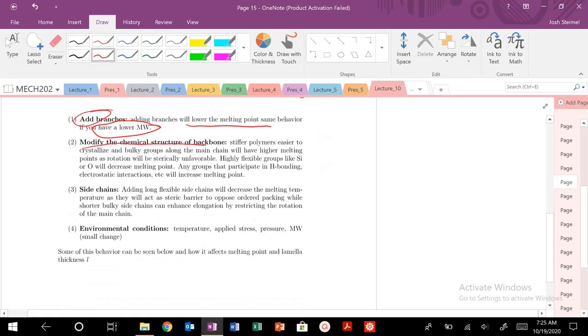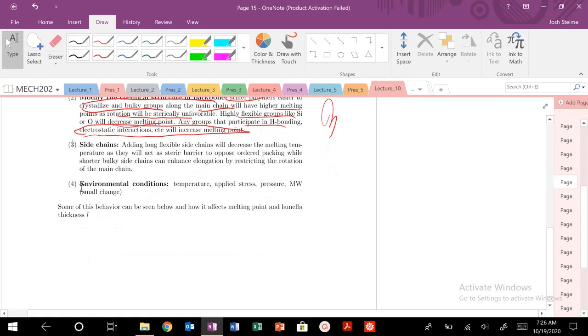You can modify the chemical structure of your backbone. Stiff polymers are easier to crystallize, especially if they have bulky groups along the main chain. Higher melting temperature, since rotation is unfavorable. Flexible groups, especially silicon, will decrease your melting point. Why? Because they want to move and rotate around those backbones. And any group that participates in H bonding or electrostatic interactions will increase the melt. If there are favorable intermolecular enthalpic interactions, then you're going to increase your melting temperature. Side chains: long flexible side chains decrease your melting temperature. Shorter bulky side chains will actually enhance it, because they restrict rotation of the main chain, and that will increase your Tm.